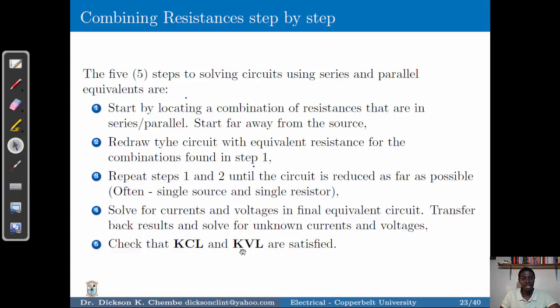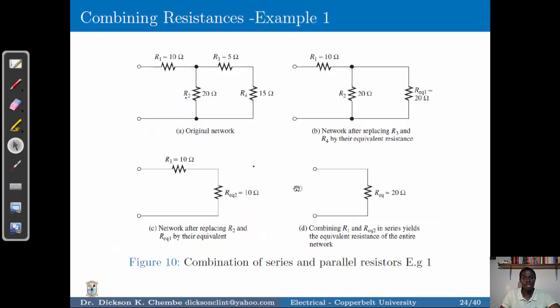That is, by KVL, you find that the sum of the voltage sources in that particular loop must be equal to the sum of the voltage drops. For KCL, you pick a particular node and then notice how the currents are entering and leaving that node. And KCL states that the sum of currents entering a particular node must be equal to the sum of currents leaving that same node. So this is how you verify and see that your solutions are correct.